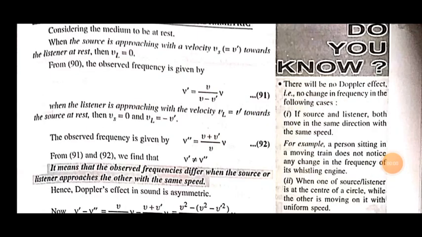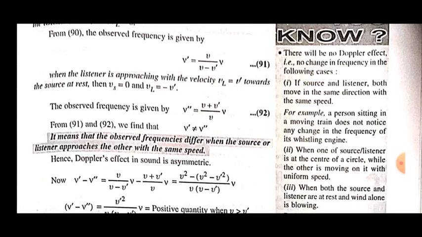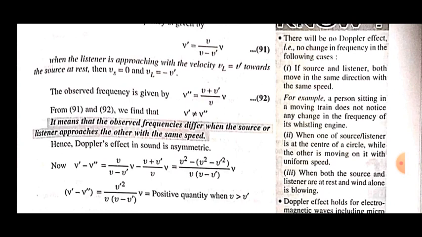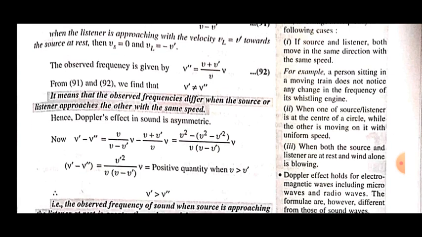Here are some important points that you can see. First, there will be no Doppler effect, that is, no change in frequency, in the following cases. These are certain cases in which you will not get any apparent change in frequency; you will have the same frequencies. The first one: if the source and listener both move in the same direction with the same speed. For example, a person sitting in a moving train does not notice any change in the frequency of the whistling engine. The same frequency will be heard by the listener.